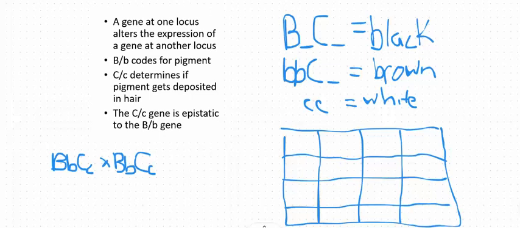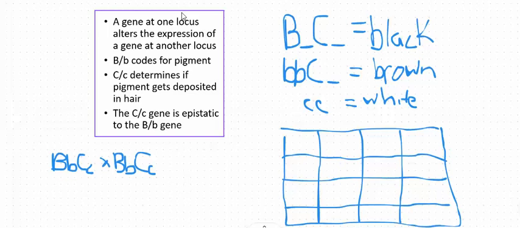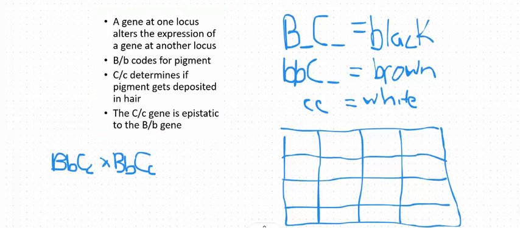This video is going to walk you through solving genetics problems that involve epistasis. Epistasis occurs when a gene at one locus, and that word means just location in the genome, alters the expression of another gene at another locus. So in this example, we're looking at two genes that control the coat color in mice.